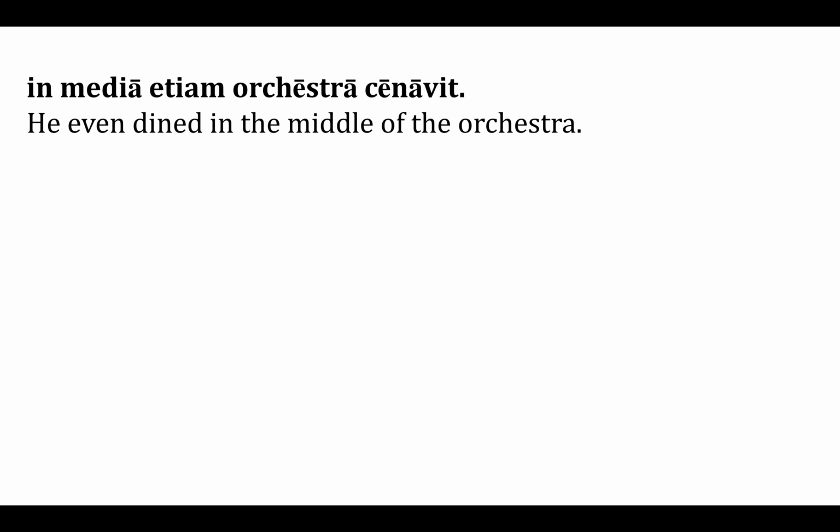Then in the next phrase, in media etiam orchestra. Now you can see this is in plus ablative, in media, in the middle. And the other ablative that is agreeing with that is orchestra, so in the middle of the orchestra. And etiam means also or even. So he also, or even, in the middle of the orchestra, and then the main verb is cenavit, he dined. And again, the subject must be he because there's no one else around that it could be. So he even dined in the middle of the orchestra.